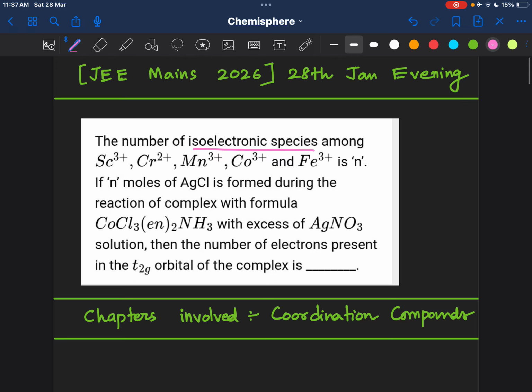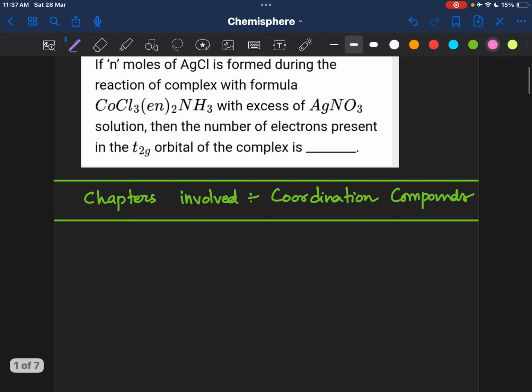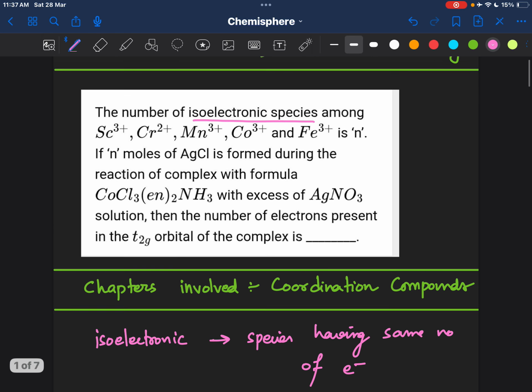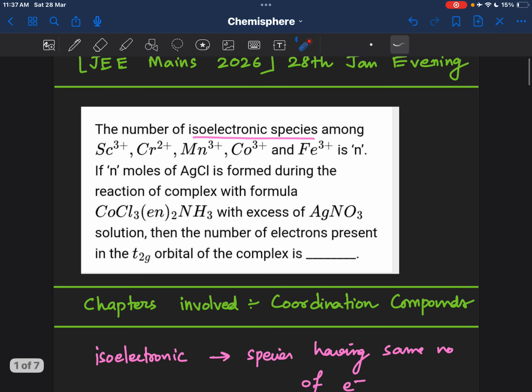Isoelectronic species. The meaning of isoelectronic is those having the same number of electrons. We'll write it down: isoelectronic species are species having the same number of electrons. They are asking the number of isoelectronic species among the given list, so we have to find out how many of them are isoelectronic.